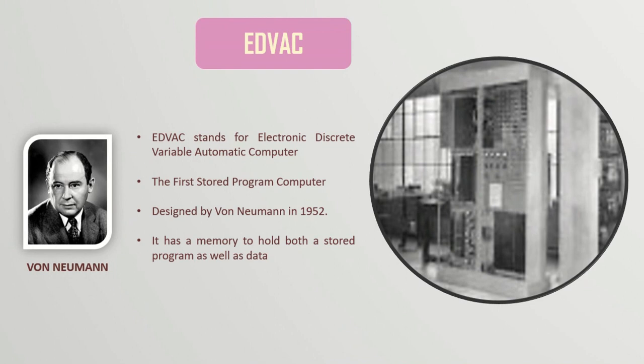Lastly, in 1952, von Neumann came out with his impressive invention, which is EDVAC. EDVAC stands for Electronic Discrete Variable Automatic Computer. It was a very mind-blowing invention, especially with the technology that existed 100 years ago. It was the first stored program computer, and it has a memory to hold both a stored program as well as the data.